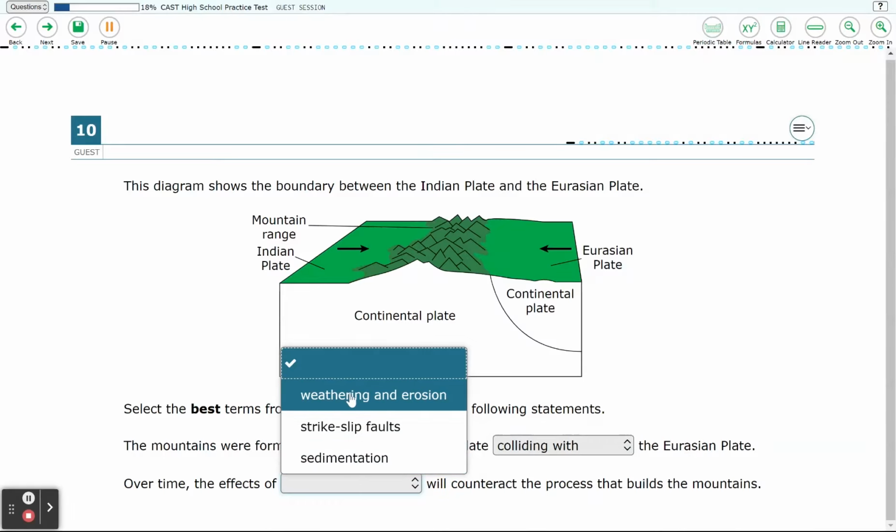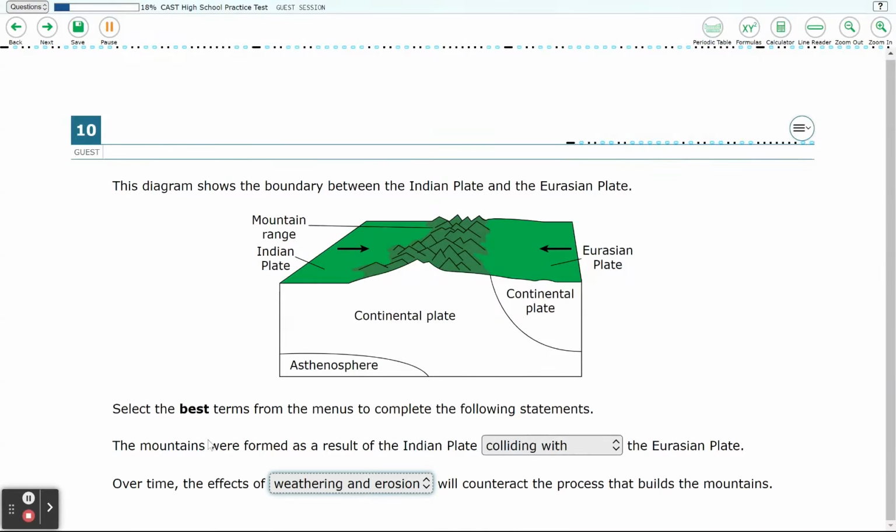Weathering is the breaking apart of rocks, and erosion is the process of that being moved somewhere else, pretty much always downhill. Often through rivers and streams, but sometimes by the wind. So weathering and erosion is going to counteract the process that builds the mountains.